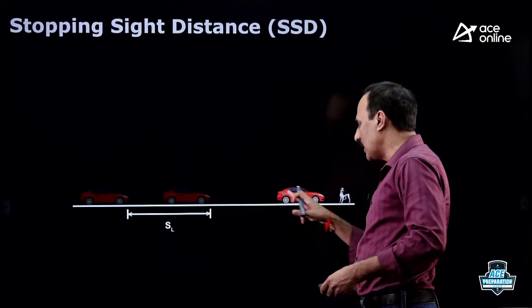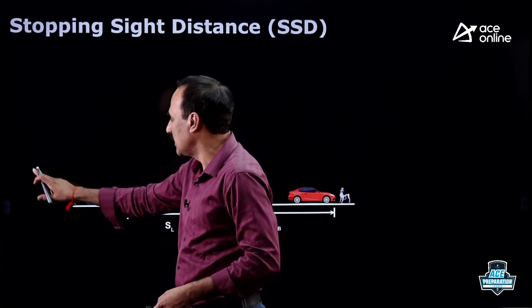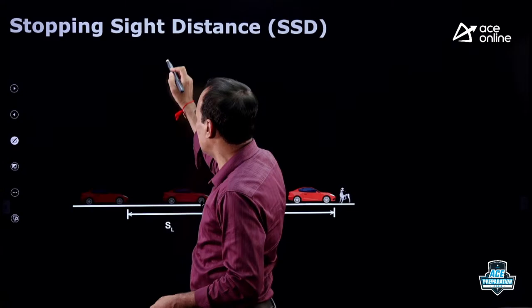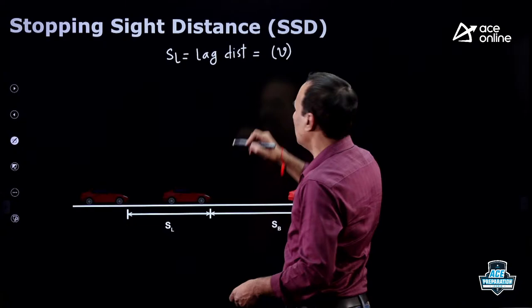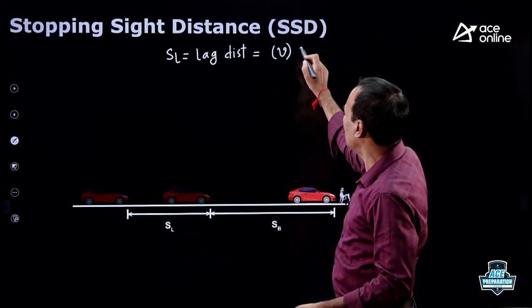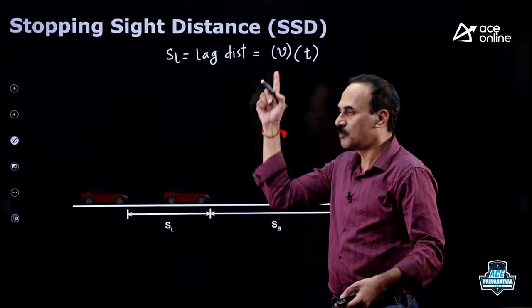So SSD is comprising of two parts now. One is lag distance and the other is braking distance. SL is called lag distance. The distance moved by the vehicle with constant design speed of small v, I am indicating with meter per second, and time of travel during the reaction of the driver is called small t. Small t is reaction time of driver.